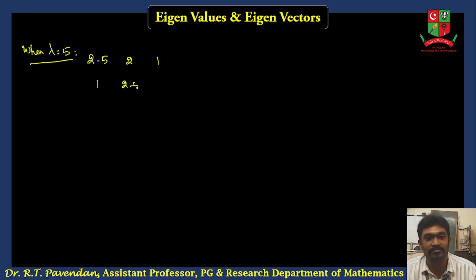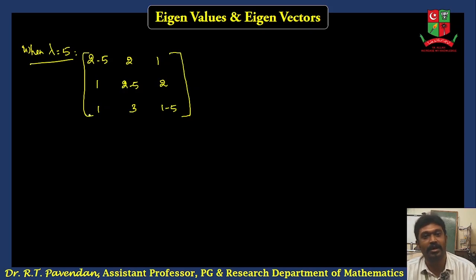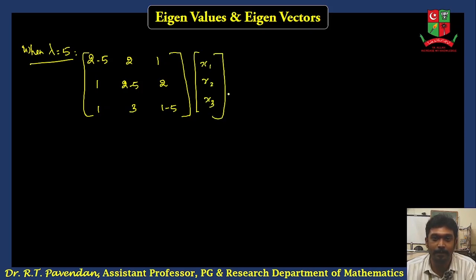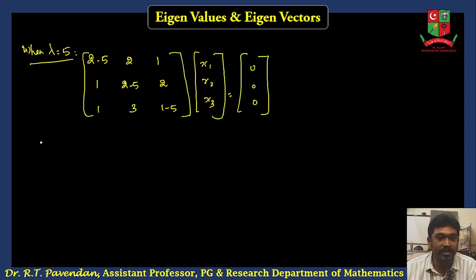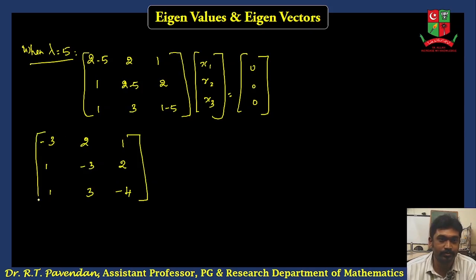1, 2, minus 5, 2. And 1, 3, 1 minus 5. So this is your A minus lambda I for lambda equal to 5. So this is going to be x1, x2, x3 equated to the column matrix 0, 0, 0. So we get minus 3, 2, 1, 1, minus 3, 2, 1, 3, minus 4. So this is the matrix that we get by substituting lambda equal to 5.